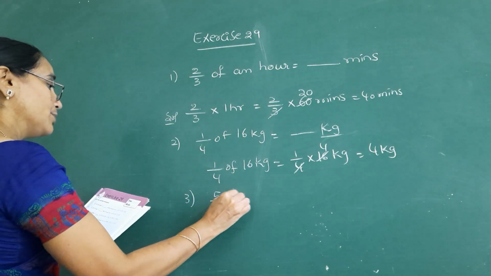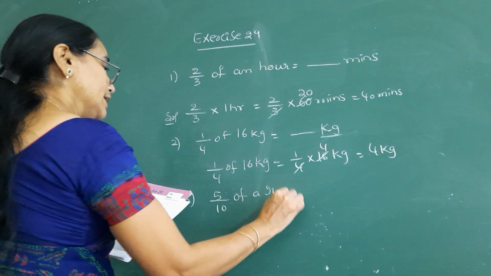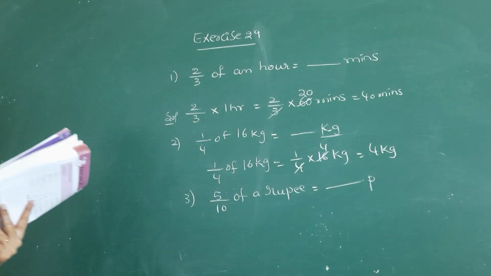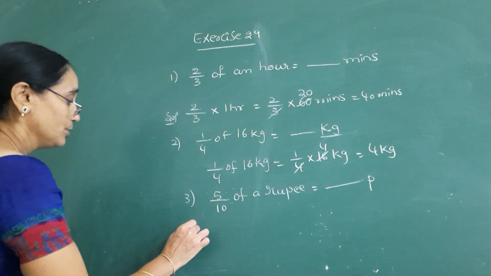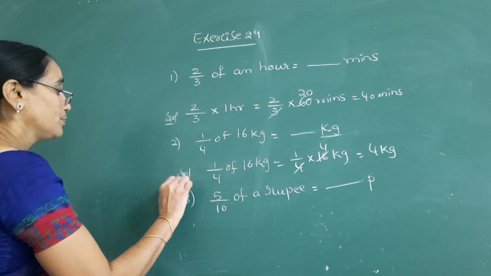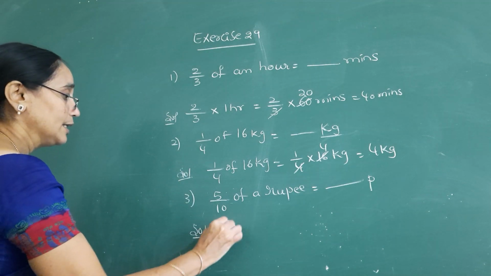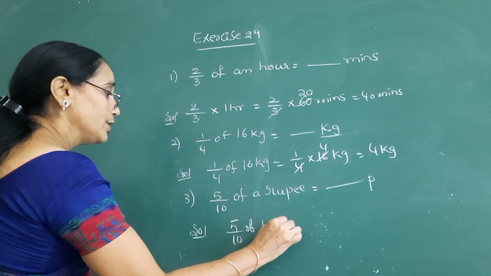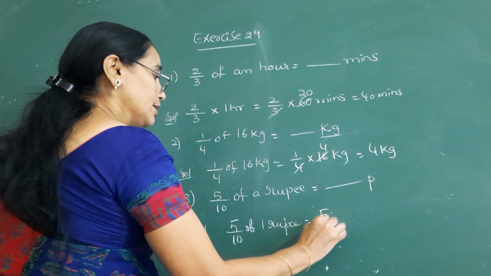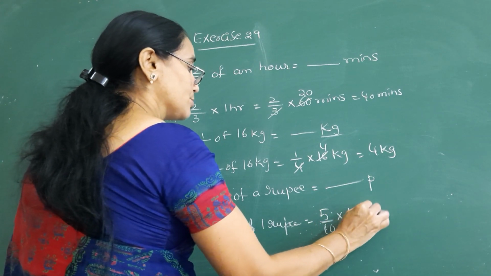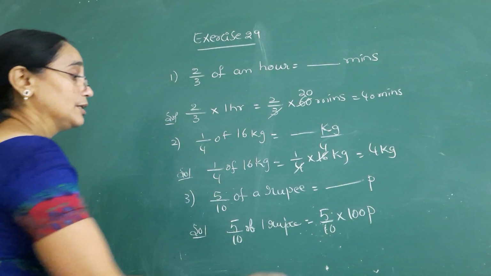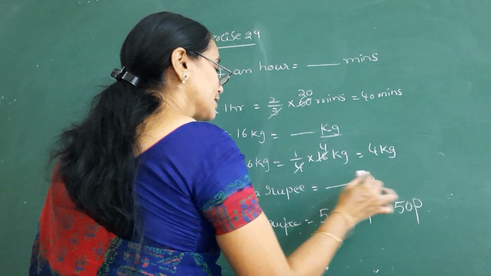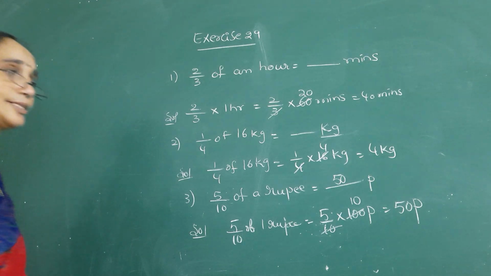5 by 10 of a rupee is equal to how many pies. They are asking to find the answer in pies. So you have to convert rupee into pies. 5 by 10 of 1 rupee, and 1 rupee means 100 pies. 5 by 10 into 100 pies. To convert that rupee into pies, how many times does 10 go in 100? 10 times. It is equal to 50 pies. The answer is 50 pies.